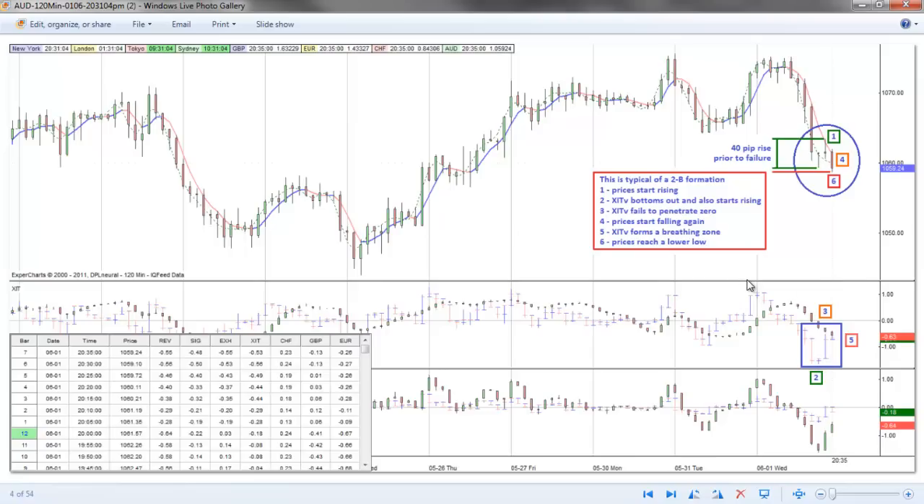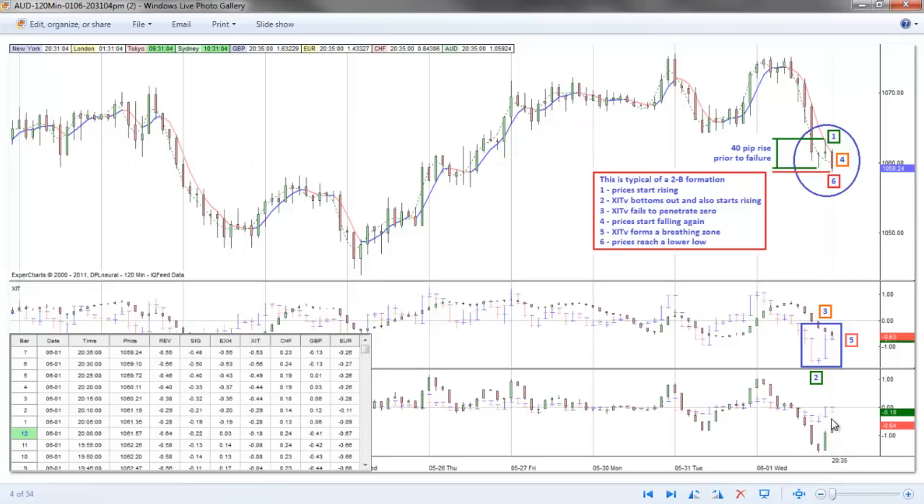XITV fails to penetrate 0. So you can see here at point 3, XITV and XITH are not penetrating 0. So that's your first warning point. The second thing is the prices start falling again. So you can see our indicators are actually showing you here. The SIG indicator you can see is red, turns green, starts to go up through 0.